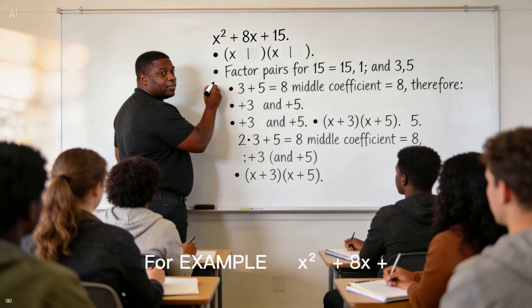For example, x squared plus 8x plus 15. Factor pairs for 15: 15 and 1, and 3 and 5. 3 plus 5 equals 8. Middle coefficient equals 8. Therefore, plus 3 and plus 5: x plus 3, x plus 5.